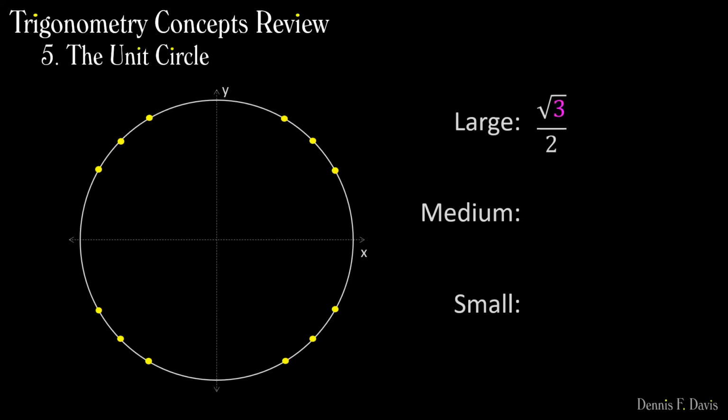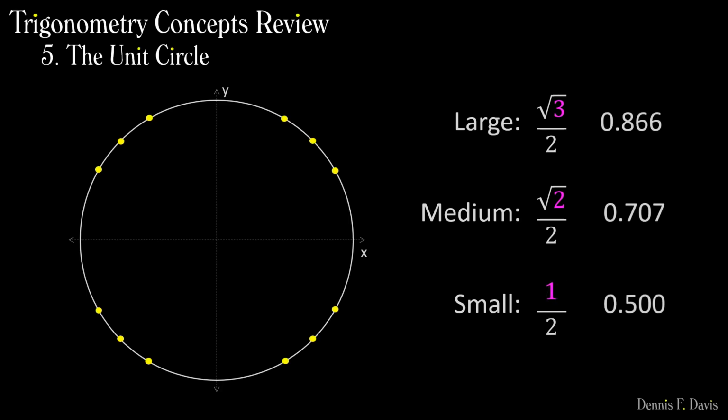The medium number is square root of 2 over 2. The small number is square root of 1 over 2. Well, the square root of 1 is just 1. So square root of 1 over 2 simplifies to 1 over 2, or 1/2. Here are their approximate decimal values. I don't think you need to memorize these, just know the fractions corresponding to large, medium, and small. Let me show you where these fractions come from, because if I leave it out, someone will complain.